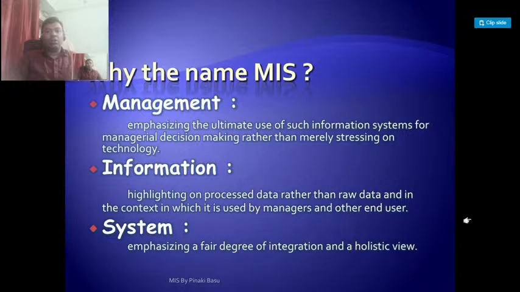In MIS there are three terms: Management, Information, and System. We have to look at the definition of each to understand the complete MIS. Management emphasizes the ultimate use of such information systems for managerial decision making rather than merely stressing technology. So we are not interested in the core part of IT. We are interested in how we can use information technology to convert data into information and use that information for decision making.